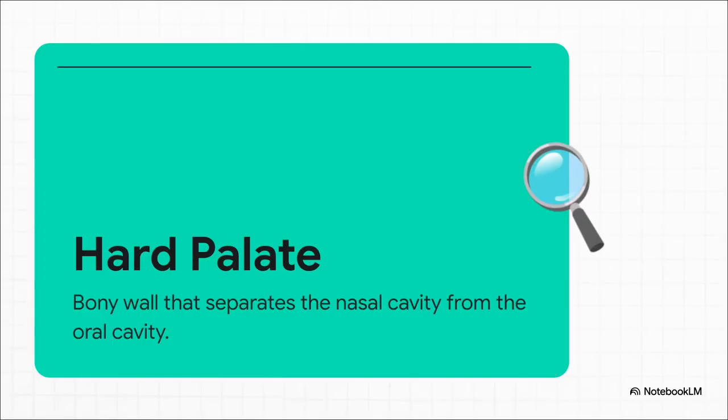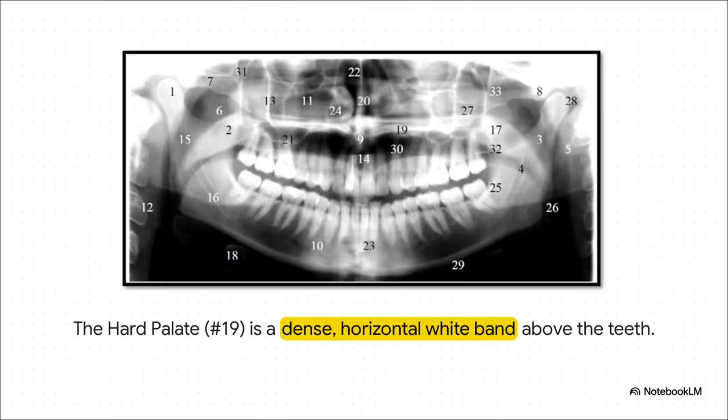Okay, next up is a landmark that every single one of us can feel right now. Just use your tongue. It's the hard palate. It's the bony roof of your mouth that separates your mouth from your nose. Now this is a really cool example of how a 3D thing gets shown on a 2D map. Your curved palate gets kind of flattened by the X-ray machine into this single, dense, white line, radiopaque of course, that just runs straight across the picture right above the tips of your upper teeth.